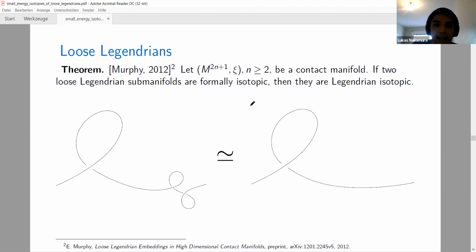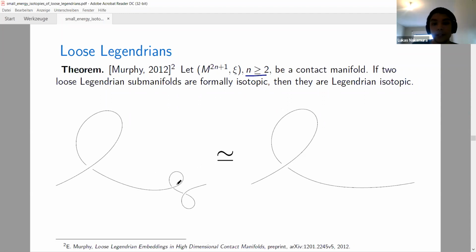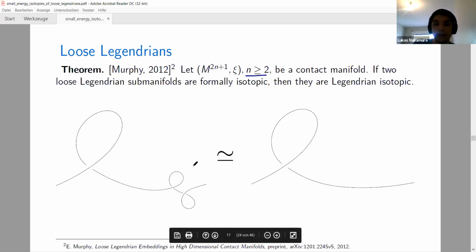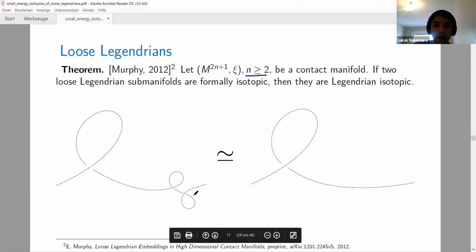I'm lying slightly here, because there was the assumption that the dimension is at least 2, and I'm only drawing the one-dimensional picture. But you should keep in mind that there are additional dimensions which I'm not drawing. If you want to be precise, you could, for example, take this picture times S^1. From now on I will only draw these one-dimensional Legendrians, but you should keep in mind that there are always hidden dimensions. So Murphy's h-principle says that you can cancel these opposite loops here.